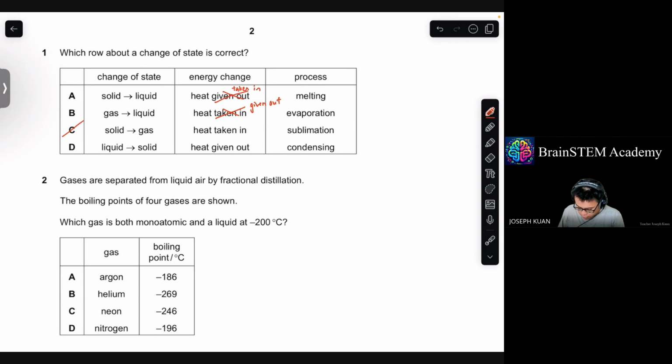Right? So what about D? Let's check D just to double check. Liquid to solid is heat given out. Despite that is correct, the process is wrong. That will be freezing.